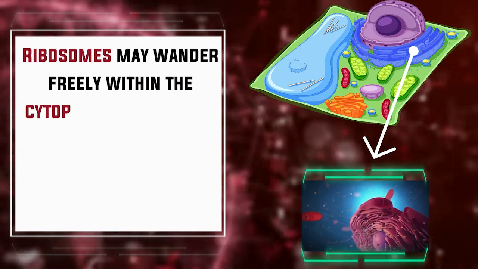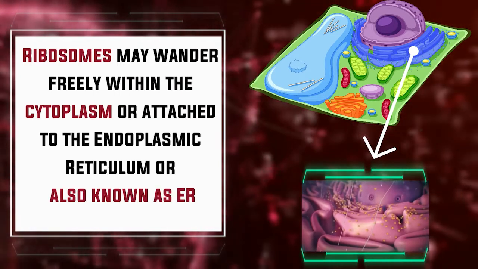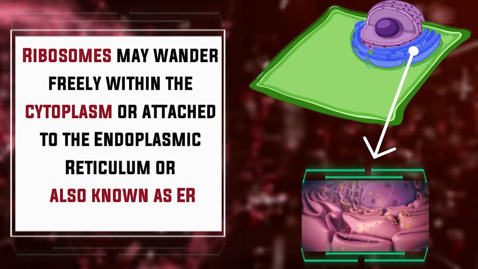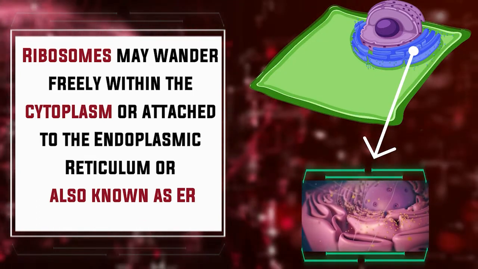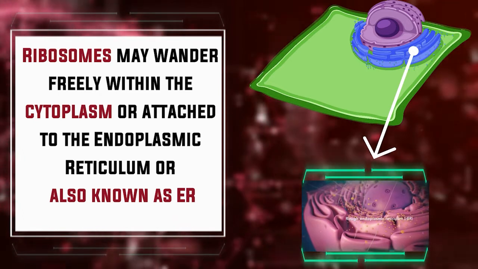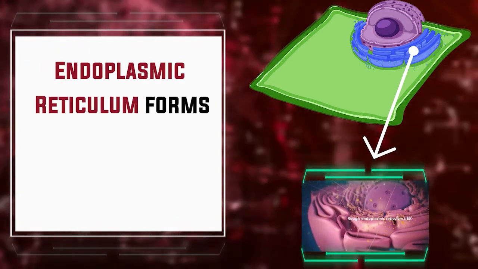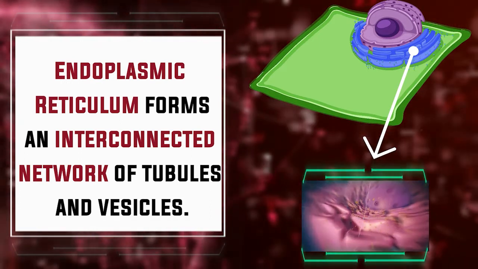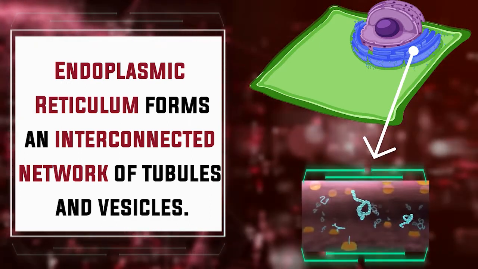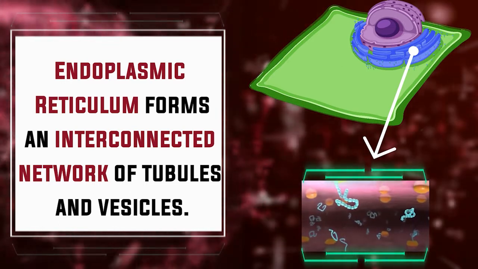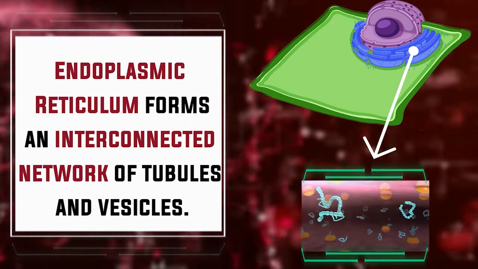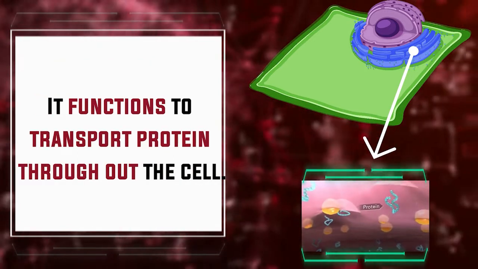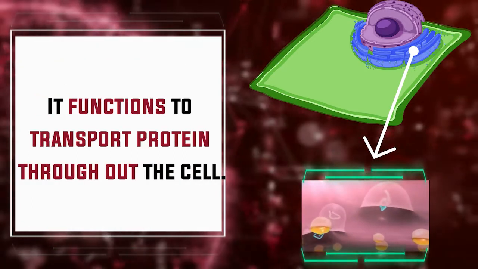Inside the cell, ribosomes may wander freely within the cytoplasm or attach themselves to the endoplasmic reticulum, also known as ER. Endoplasmic reticulum. Endoplasmic reticulum, or simply ER, forms an interconnected network of tubules and vesicles. This organelle functions to transport protein throughout the cell.